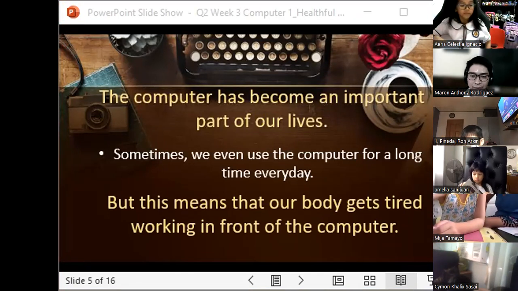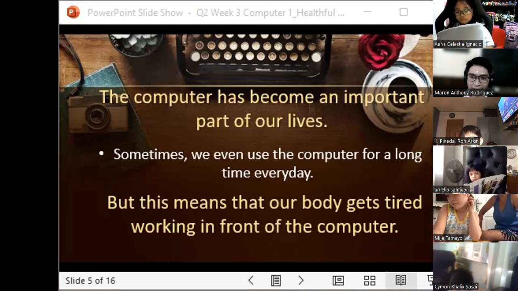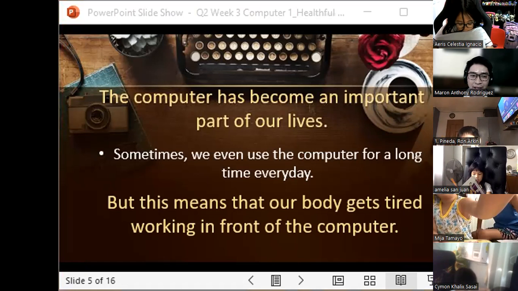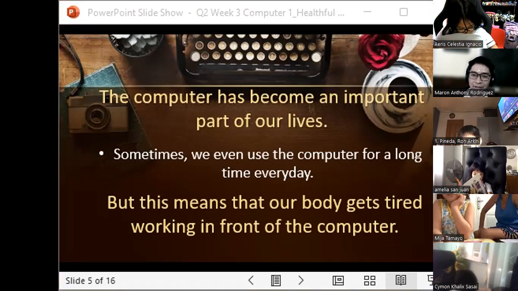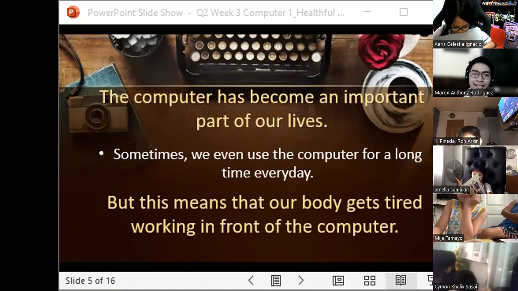Because as we all know, computer has become an important part of our lives. Diba? Whether you are studying or you are working, nowadays you already need a computer. Sometimes we even use the computer for a long time every day, especially pag online class, 'di ba? More than half day minsan gumagamit tayo ng computer for study and for games. But this means that our body gets tired working in front of the computer. Have you ever experienced that?